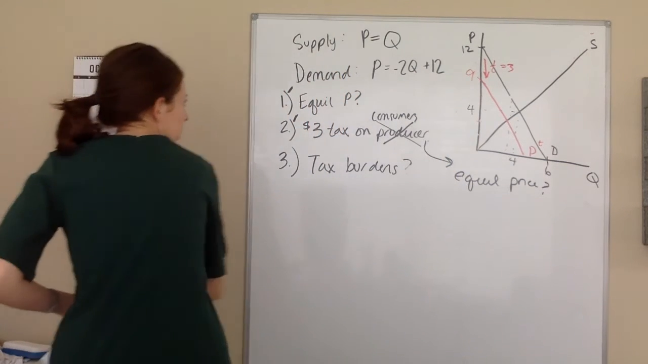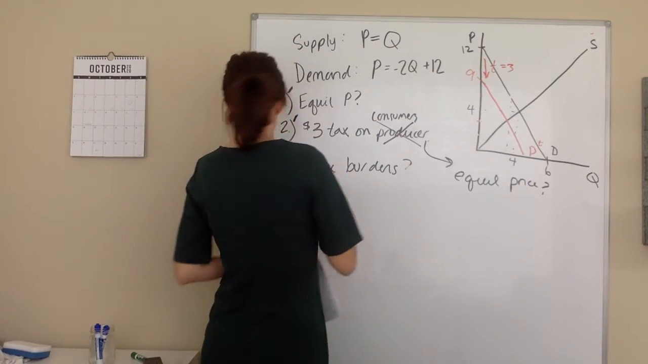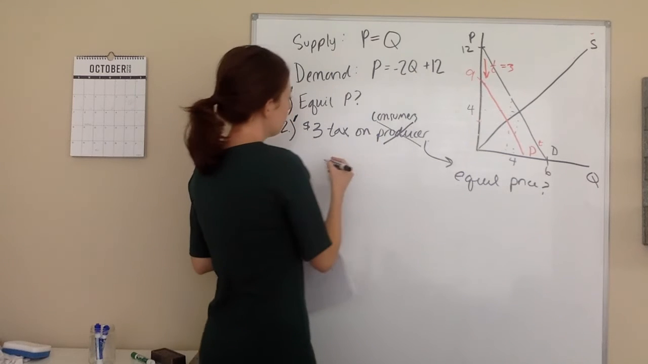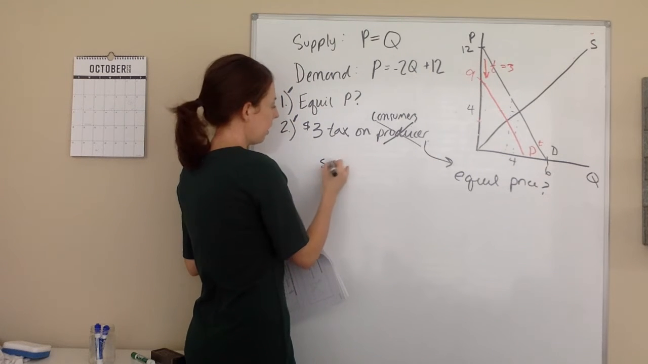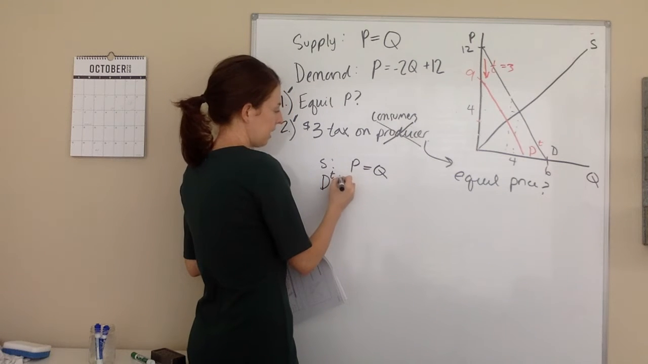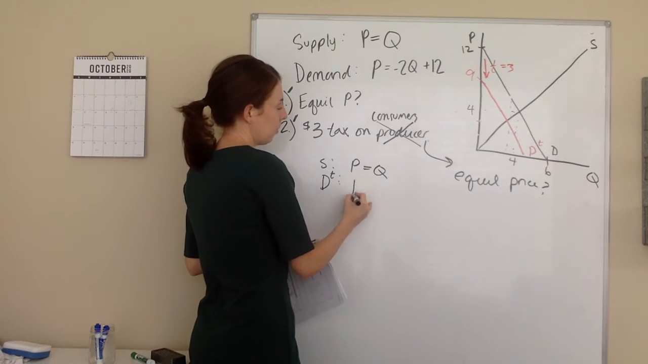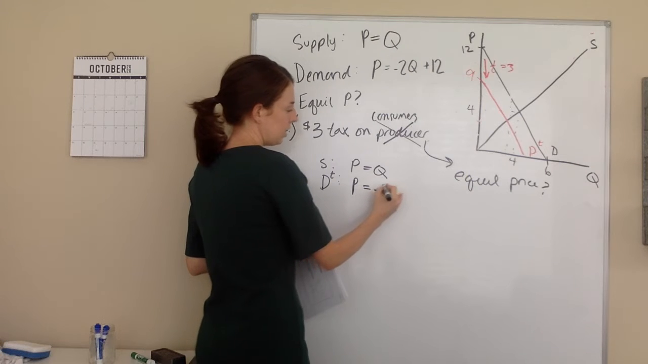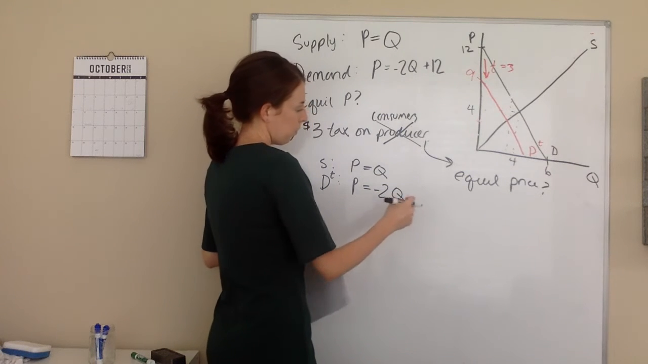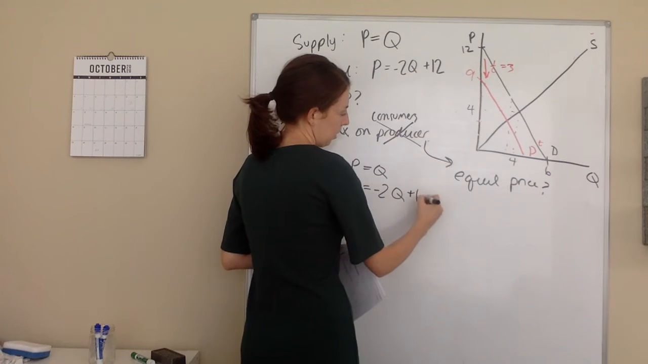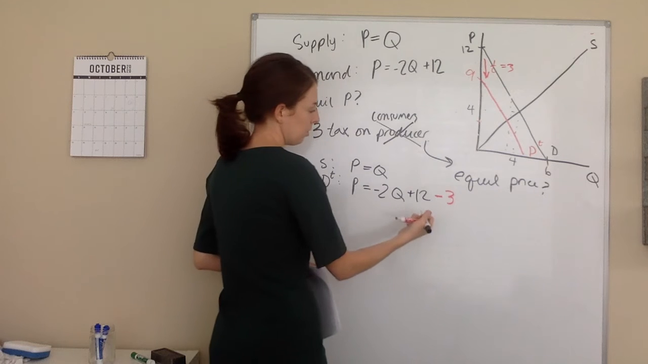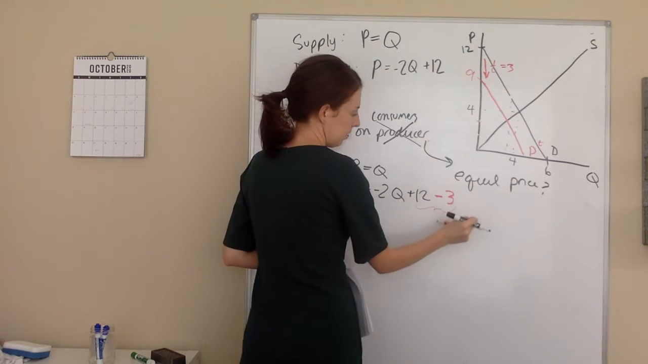So we can write out new equations. The supply doesn't change, so the supply is still going to be P equals Q, but now the demand under the tax is going to be P equals negative 2Q, and then I'll put plus 12, and then you go down by 3. So in total, the new intercept is 9.